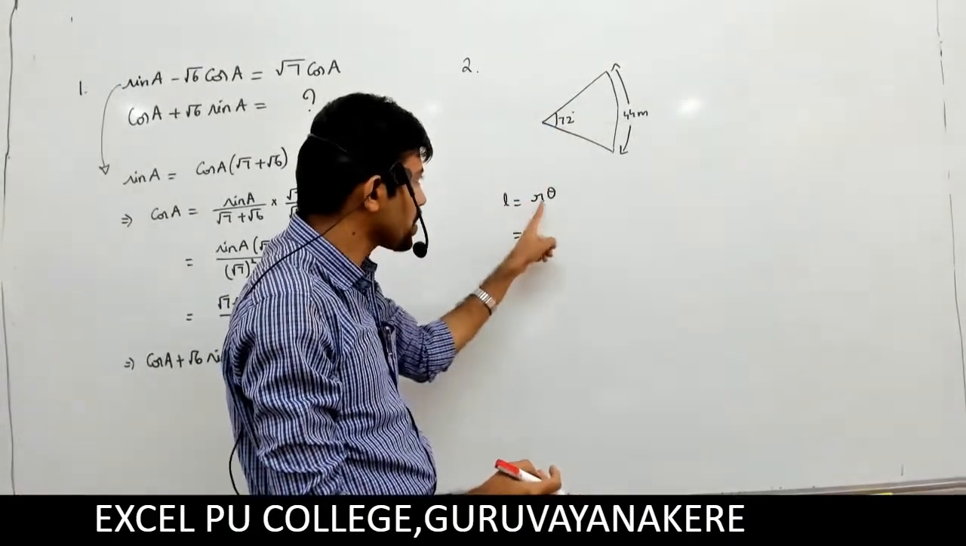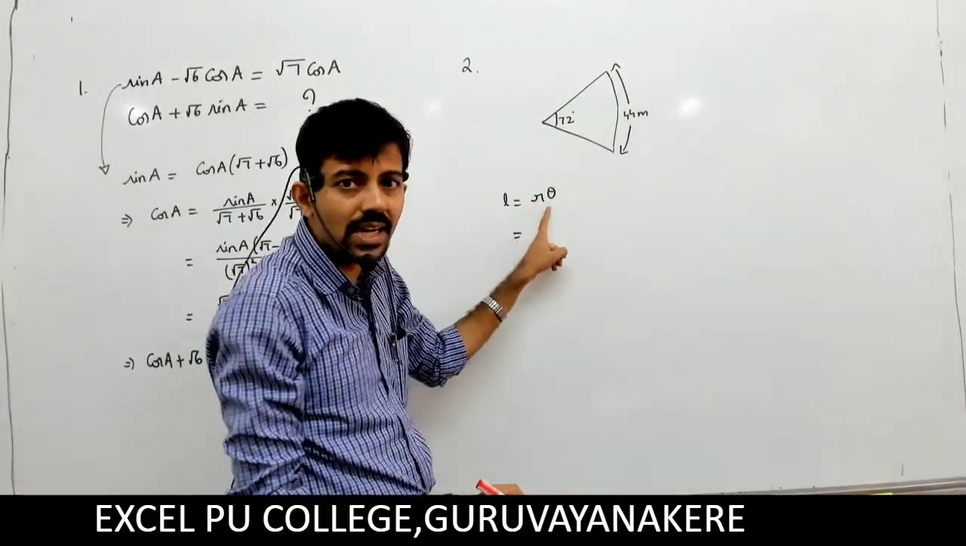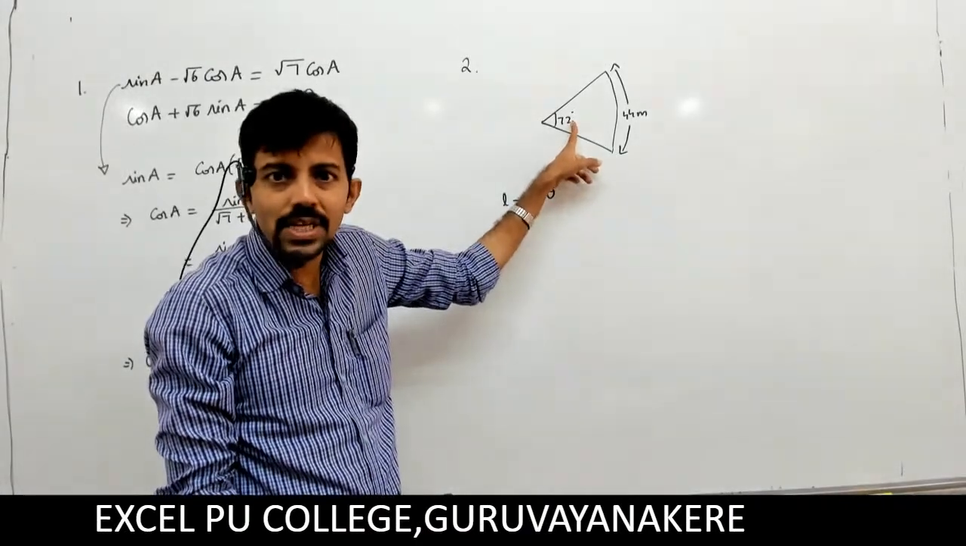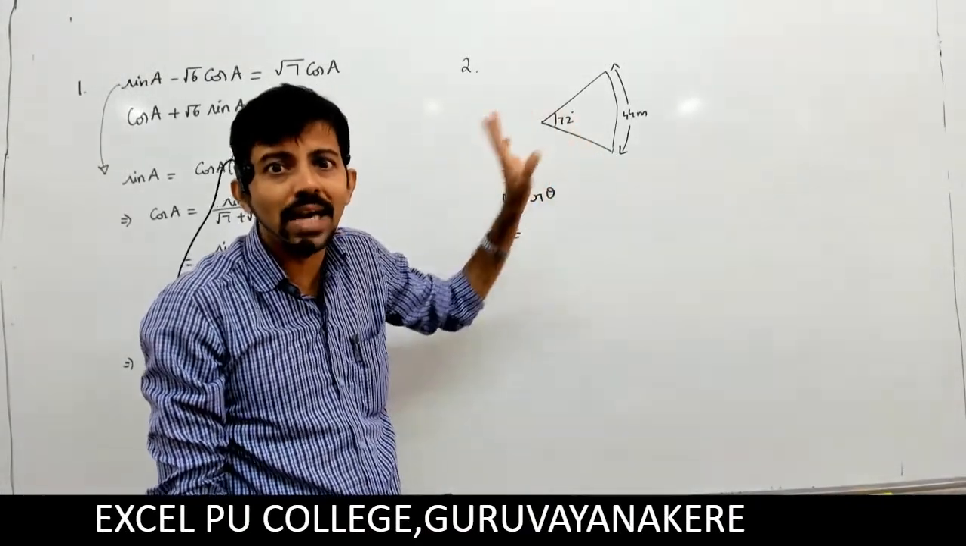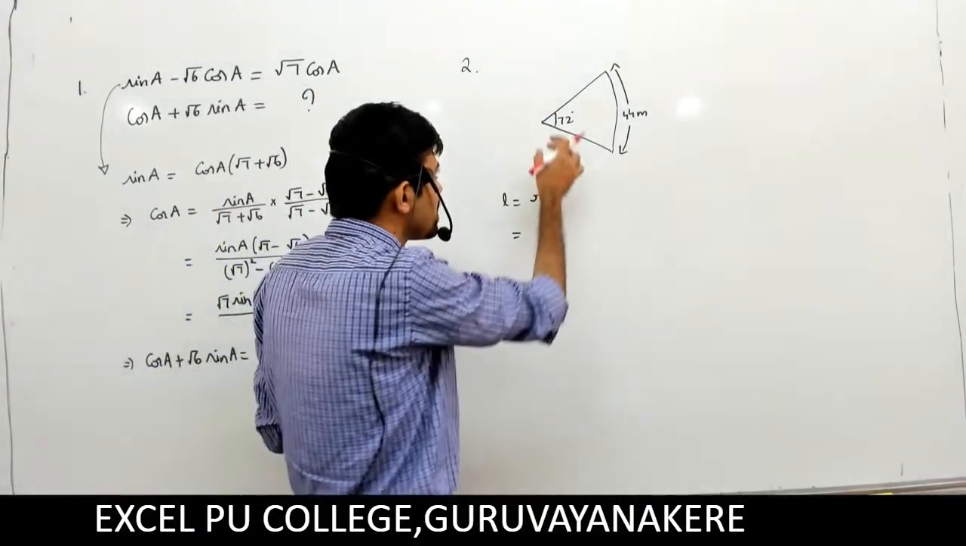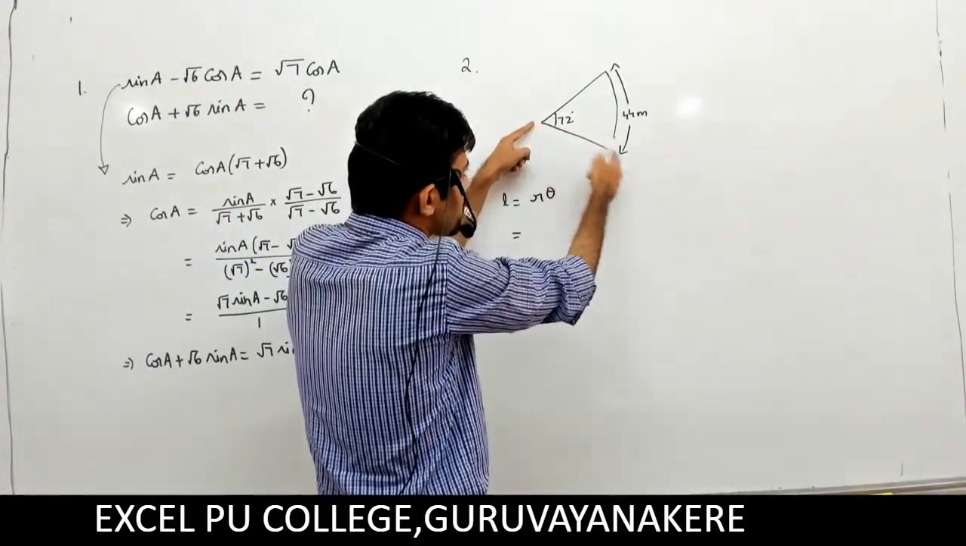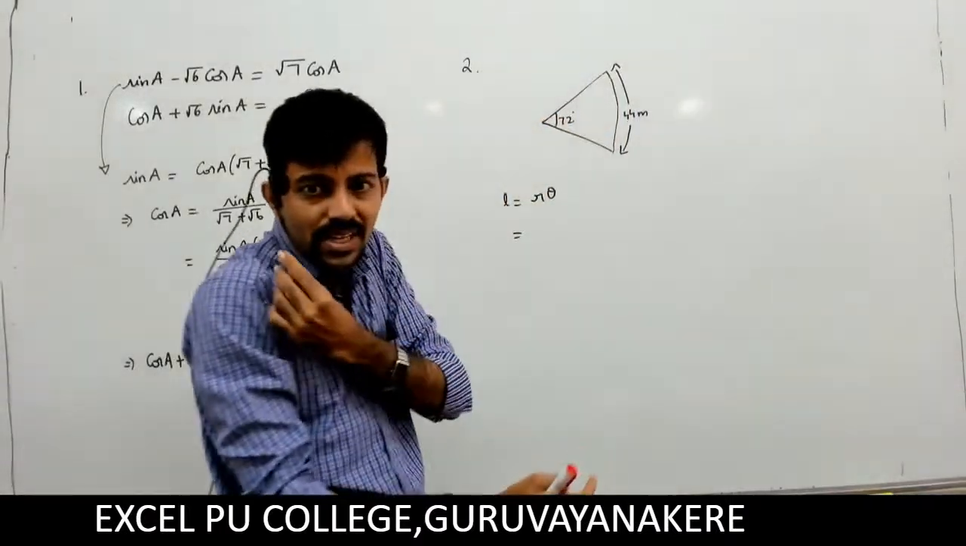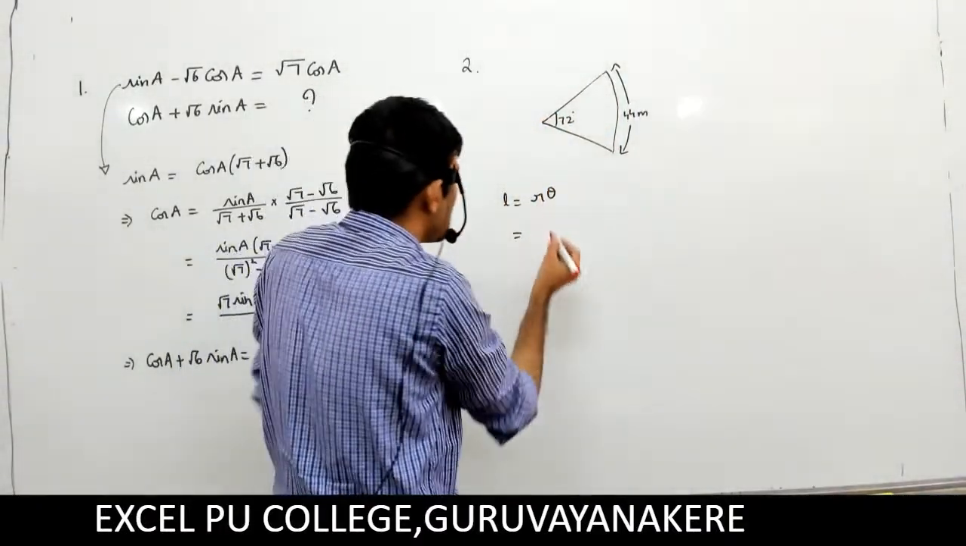Whenever you want to use this formula, L equal to r theta, theta has to be in radians. This angle is given in degrees. To convert it to radians, you multiply by pi by 180. You have to find the length of the rope. The length of the rope is nothing but the radius.